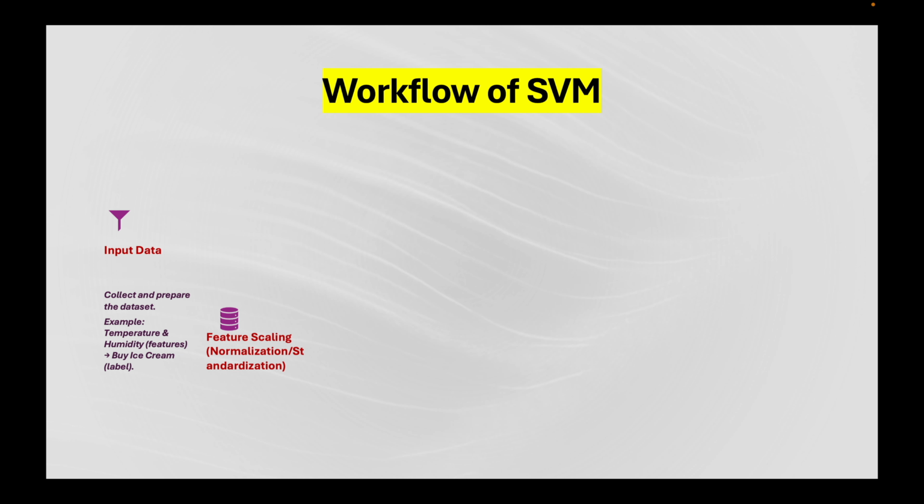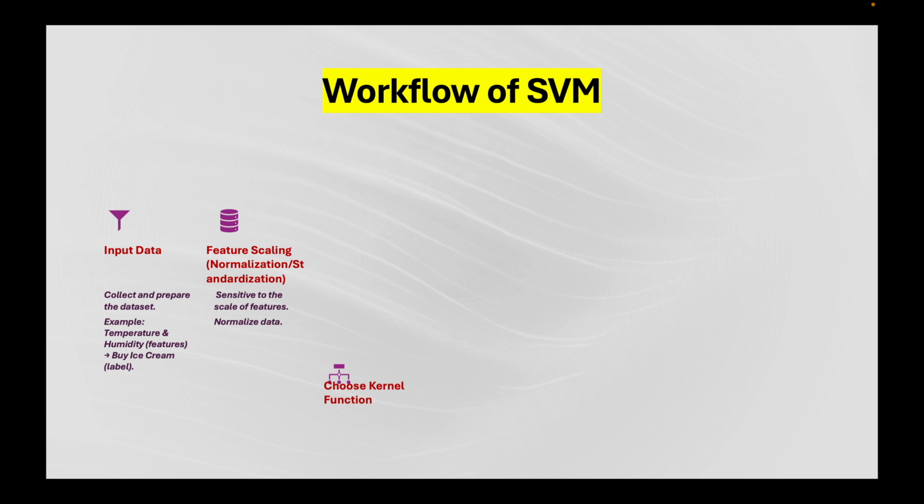Workflow of SVM. First is input data, that is to collect and prepare the dataset, such as features and labels. For example, temperature and humidity are the features, whereas buy ice cream is the label. Next is feature scaling. SVM is sensitive to the scale of the features, thus we have to normalize the data so all the features contribute equally. The third is choosing the kernel function. It decides how to separate the data. Linear kernel is used if the data is linearly separable. Polynomial or RBF kernel is used if the data is non-linear.